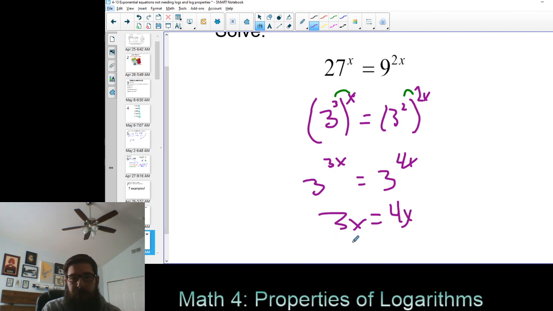You can subtract a 3x from both sides to get 0 equals 4x minus 3x, or x. Really, this one's only true if you get 0, right? 27 to the 0, what's that going to give you? 1. 2 times 0 is still going to be 0. 9 to the 0 is still going to give you a 1.